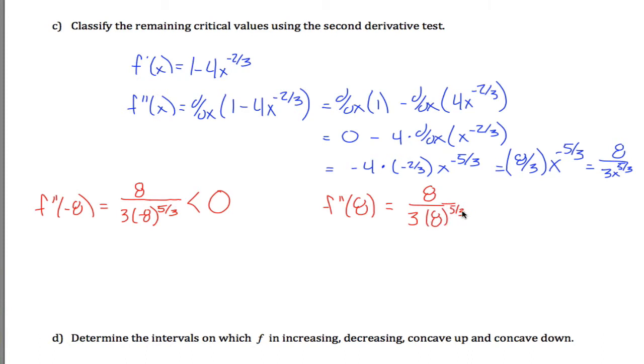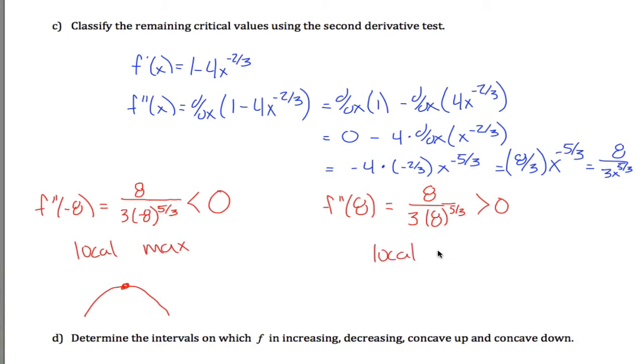Well, 8 to the 5/3 power is a positive number. A positive over a positive is a positive. This thing is greater than 0. I don't care what it's equal to, just that it's greater than 0. The second derivative test tells me that when the first derivative is 0 and the second derivative is less than 0, my graph looks, roughly speaking, like this. I have a local max. This is concave down, second derivative is less than 0, but it's flat at that point.